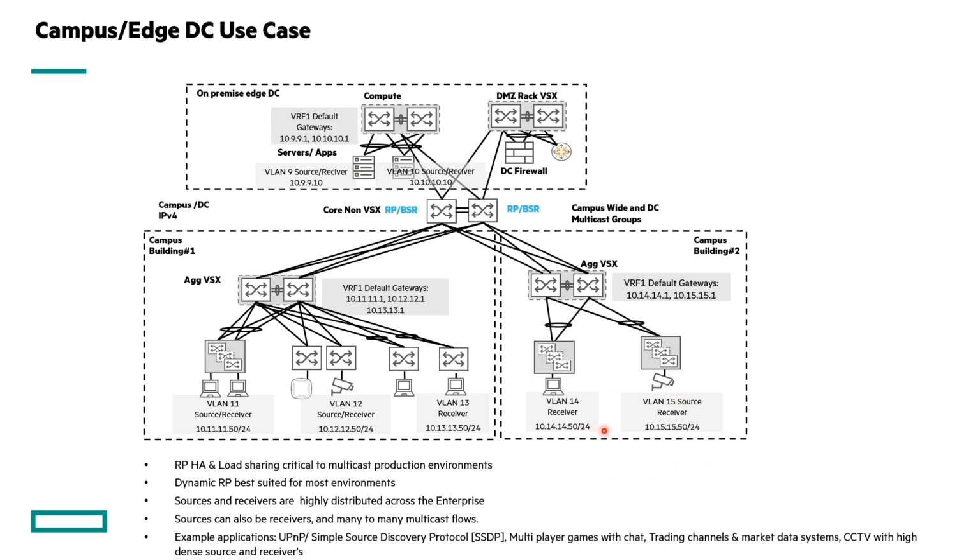So we can see receivers on campus building 2. We also have sources and receivers in campus building 1, as well as sources and receivers in the on-premise DC. So this makes it ideally suitable for PIM bidirectional. Example applications for PIM bidirectional are things like UPnP, Simple Service Discovery Protocol, multiplayer games with chat, trading channels and market data systems like Bloomberg terminals, and CCTV with highly dense sources and receivers.